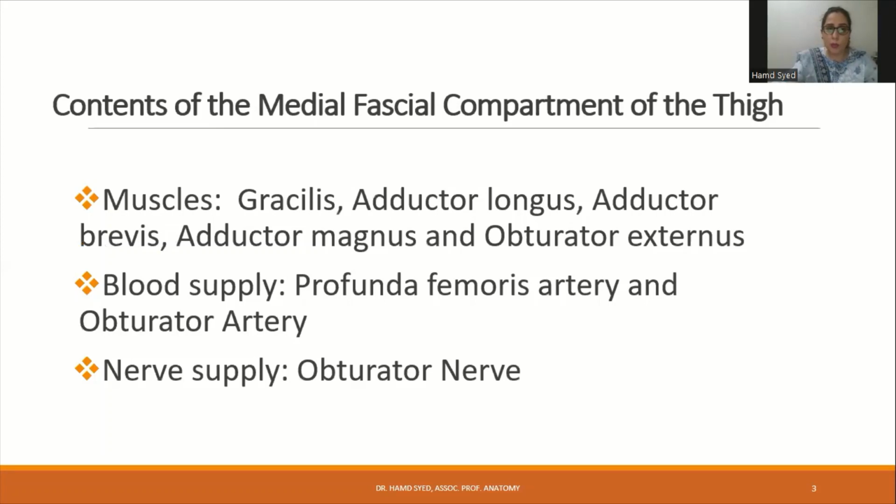So starting with today's topic, let's just look at a brief summarized list of the contents of the medial fascial compartment of the thigh. The muscles in this compartment are gracilis, adductor longus, you can see over here the adductor brevis, the adductor magnus, and obturator externus. Blood supply in this compartment is by the profunda femoris artery, which is the deep branch of the femoral artery, and also the obturator artery. Whereas the nerve supply in the medial compartment of the thigh is the obturator nerve.